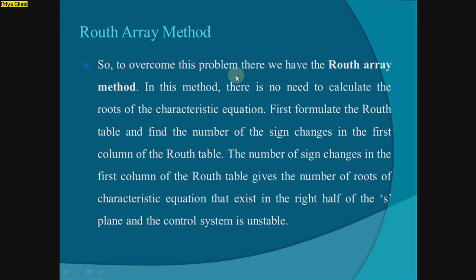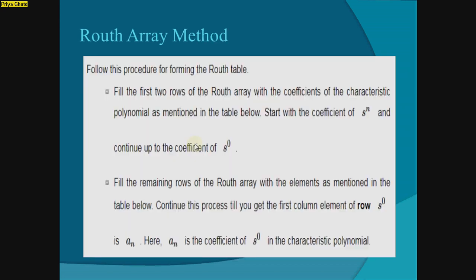So to overcome this problem, we have the Routh array method. In this method, there is no need to calculate the roots of the characteristic equation. First, formulate the Routh table and find the number of sign changes in the first column of the Routh table. The number of sign changes in the first column gives the number of roots of the characteristic equation that exist in the right half of the S-plane, and the control system is unstable.